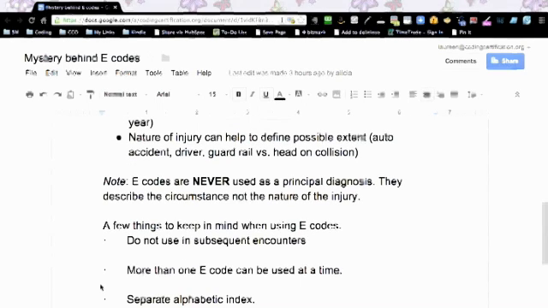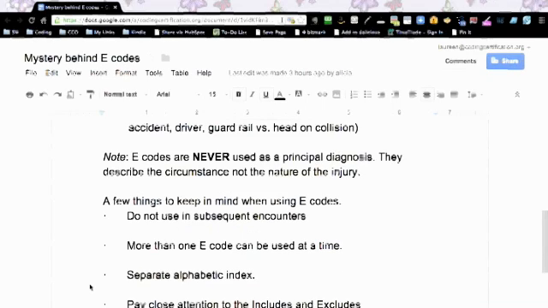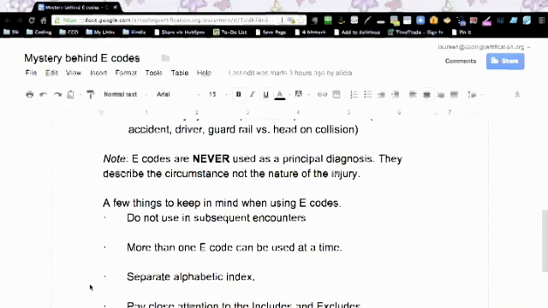Nature of the injury can be defined by the possible extent. So you have an auto accident, the person was a driver and they hit the guardrail, or another e-code would be the same thing, auto accident, driver, and they hit a head-on collision. If you're thinking about what type of injuries go along with hitting a guardrail versus a head-on collision with another vehicle, a head-on collision is going to have more extensive damages. Also, a driver versus a person in the back seat or a passenger.